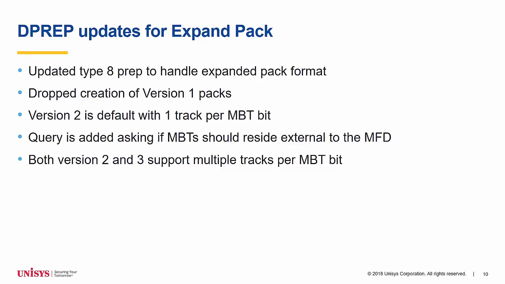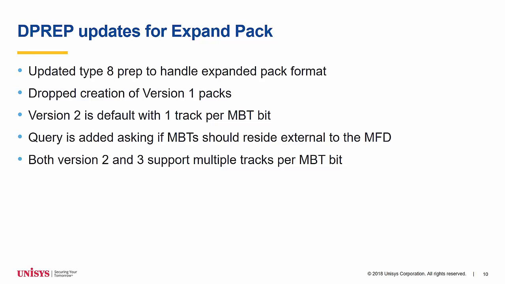Some DPREP updates for the Expand Pack feature. The DPREP Type 8 prep has been updated to retrieve the MBTs for the new expanded pack format. It continues to output Vol1, the hardware MBT, software MBT, and the MFD sectors. Sector 1 version 1 packs contain sector addresses in their directory allocation sectors. Sector 1 version 2 packs use track addresses. For expanded packs, the addresses are converted to track addresses.